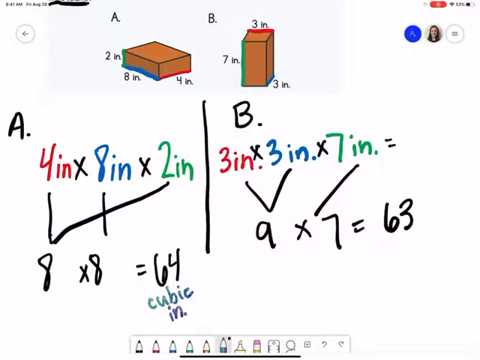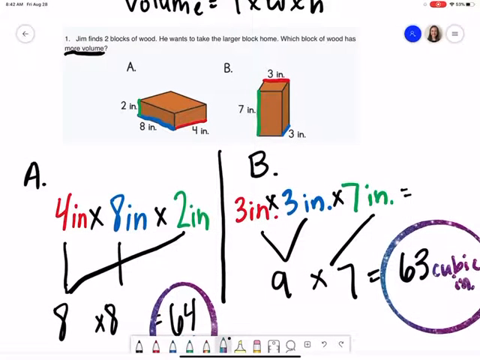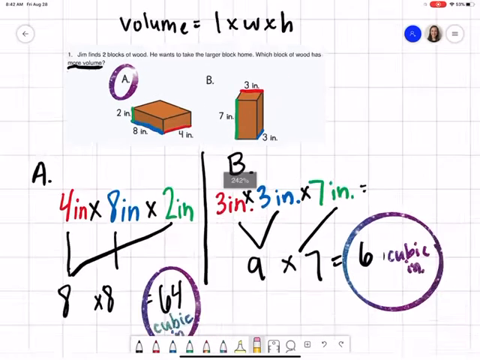63 cubic inches. Okay, so now we're going to look at this and this. Which box is more, 64 cubic inches or 63 cubic inches? Hopefully you said 64 cubic inches, which would be A. All right, great job, guys.